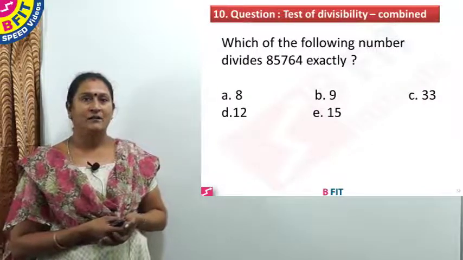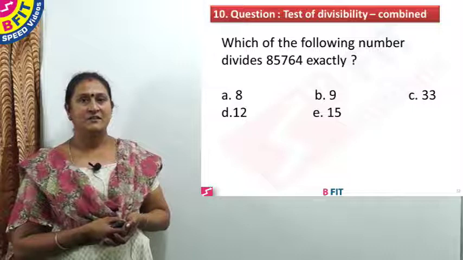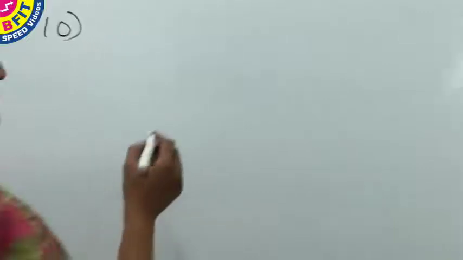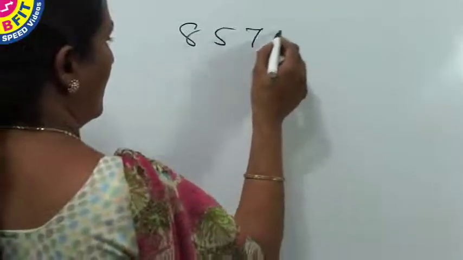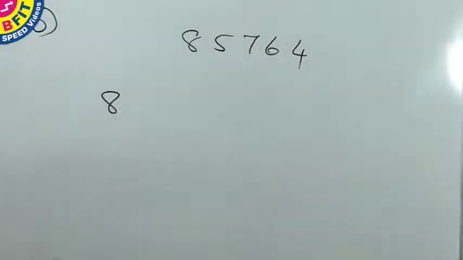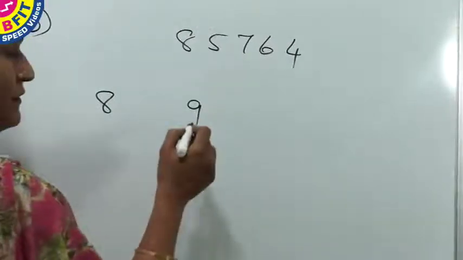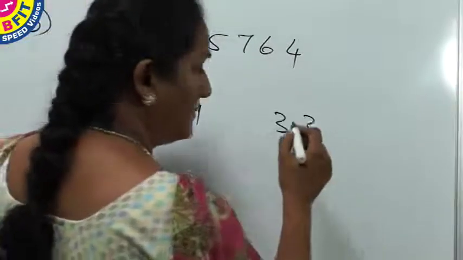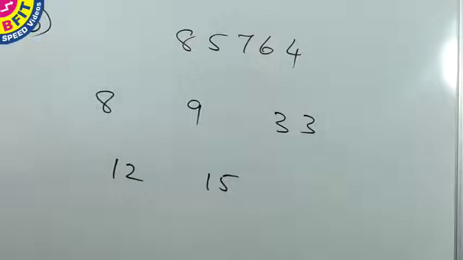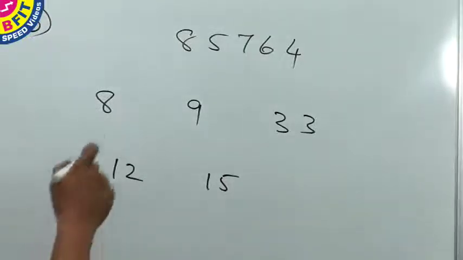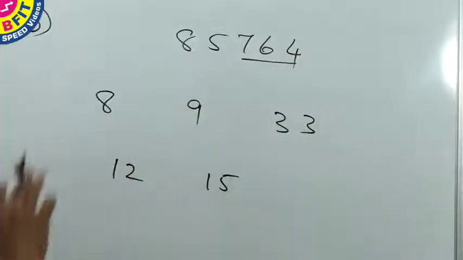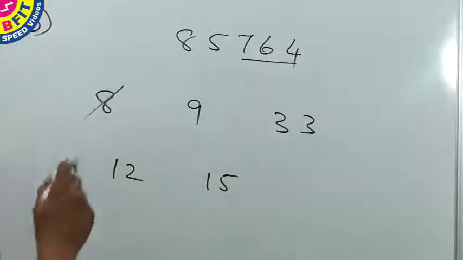Which of the following numbers divides 85,764 exactly? The given number is 85,764 and the options are 8, 9, 33, 12 and 15. So for a number to be divisible by 8, the last 3 digits should be divisible by 8. As the last 3 digits are not divisible by 8, we can rule out this option.